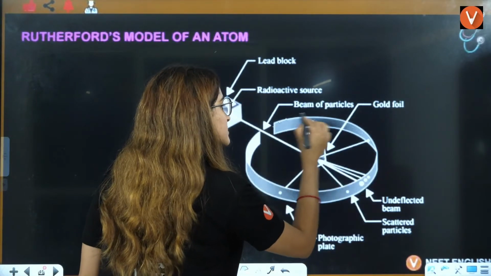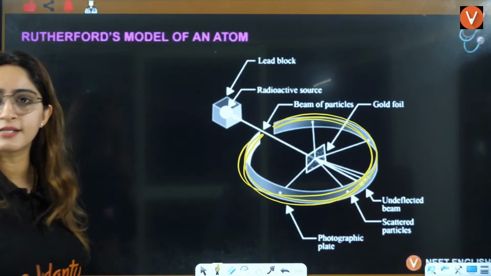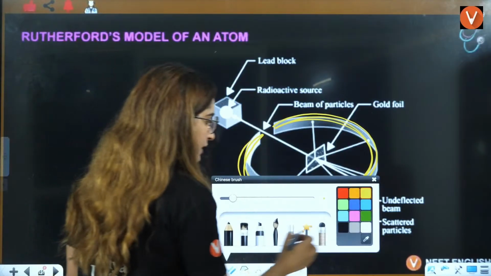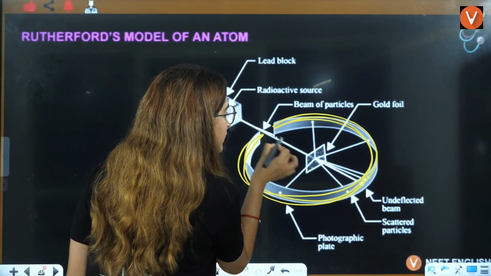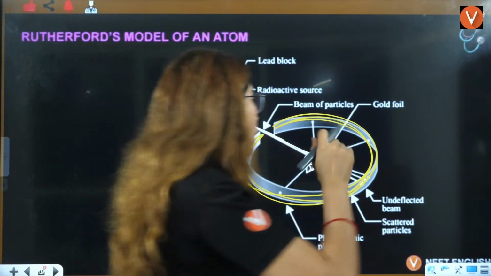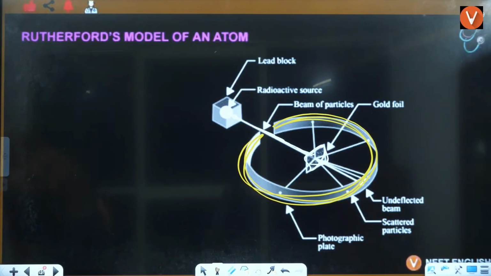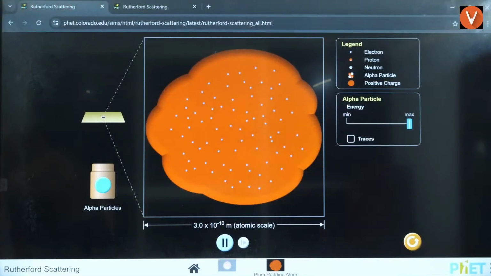Now, this is the fluorescent screen. What happened here? The alpha particles pass through here and strike the fluorescent screen. And now I will tell you what the observations are that you will see here. What are the different observations that you will see here?